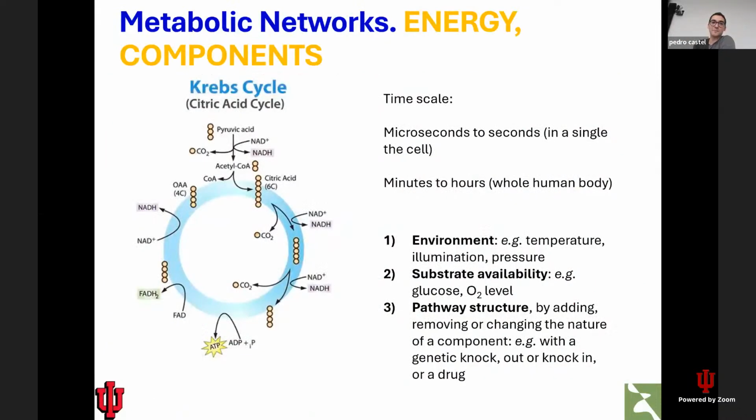So we have pyruvic acid comes from glycolysis, and pyruvic acid converts to acetyl-CoA. I think pyruvic acid is the one that enters mitochondria, and all that stuff, the cycle happens inside the mitochondria. This is super, super fast. It's microseconds to seconds in a single cell. Of course, for the entire body, it's going to take minutes to hours, like all cells, when you start eating something, etc. And the keyword for metabolic networks is energy.